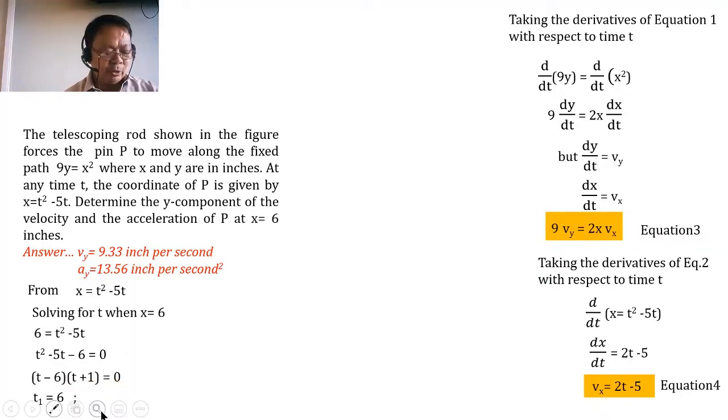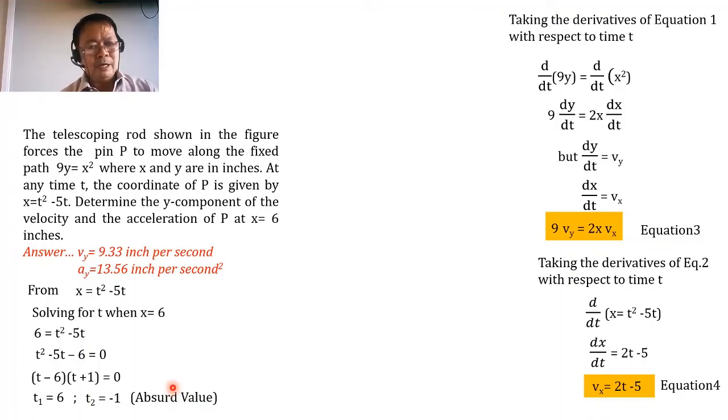One value of t will be our t sub 1 equal to 6. The other value will be t sub 2 equal to negative 1. This value of negative 1 may be considered as an absurd value. So we consider this as an absurd value. Ang ibig sabihin nito, the value that satisfies the equation but not the condition of the problem, because there is no such time as negative 1. But this will satisfy the given equation, and therefore we consider this as an absurd value.